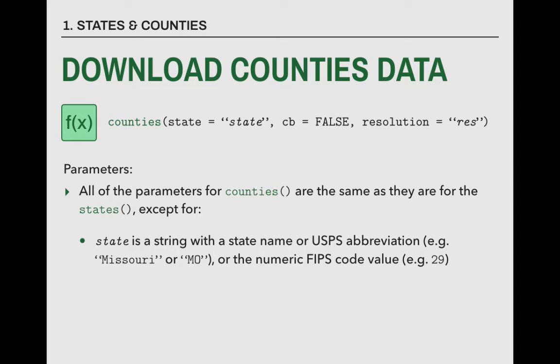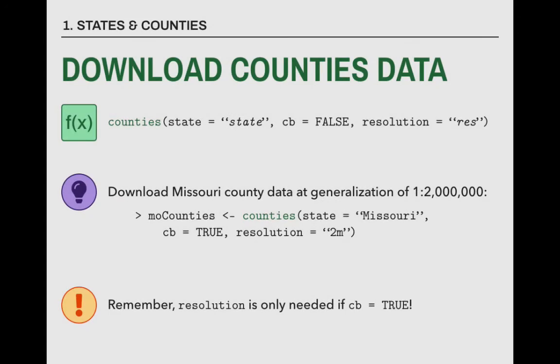This can be specified either using the name of the state, like Missouri, its USPS abbreviation, MO, or the numeric FIPS code value for the state, which in Missouri's case is 29. And here we have an example of what that would look like. We take the state of Missouri's counties and download them generalized to the highest possible degree, 1 to 20 million scale, and save it in an object called mo counties.